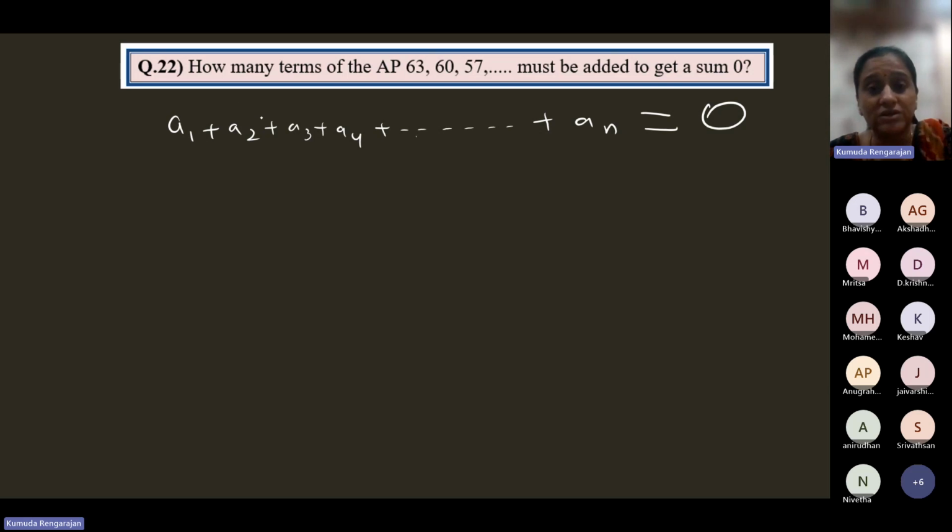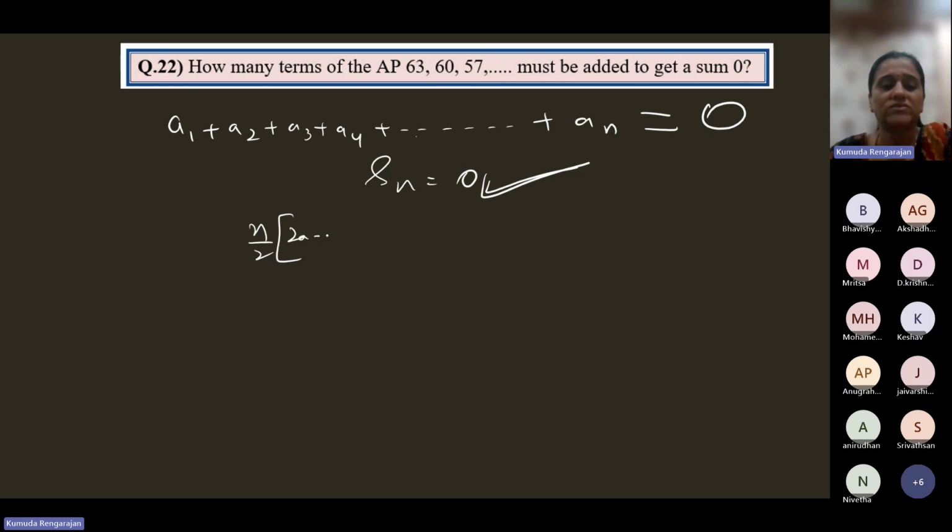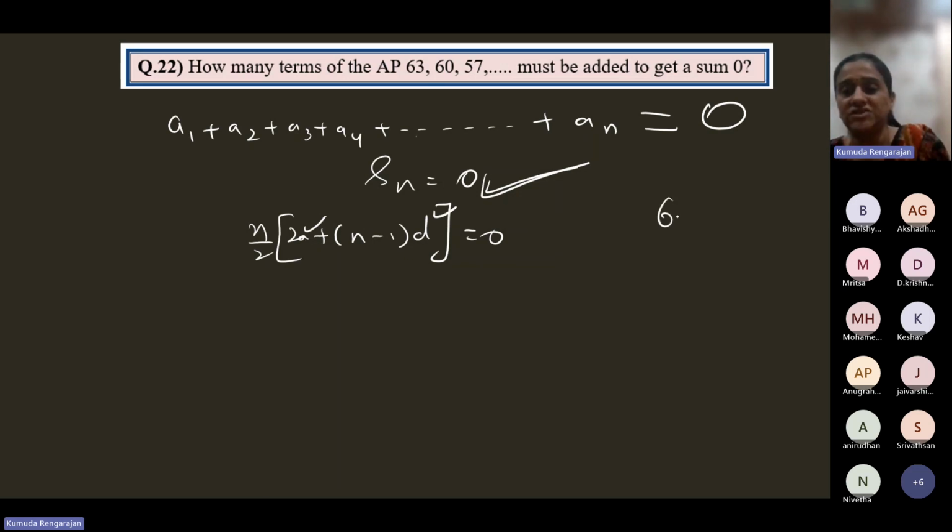So that's the question. How many terms of the AP must be added to get sum 0? A1 plus A2 plus A3 plus A4, till how many terms we don't know, plus An is equal to 0. That means Sn is equal to 0. This is the condition. Sn means n by 2 of 2a plus (n minus 1) into d is equal to 0. So substitute the values of a and d. a is 63 and d is 60 minus 63, which is minus 3.